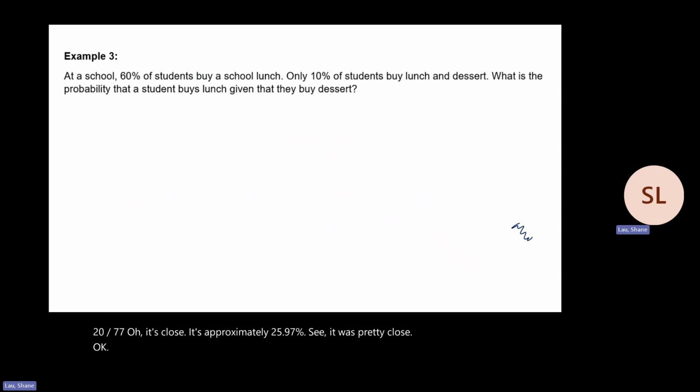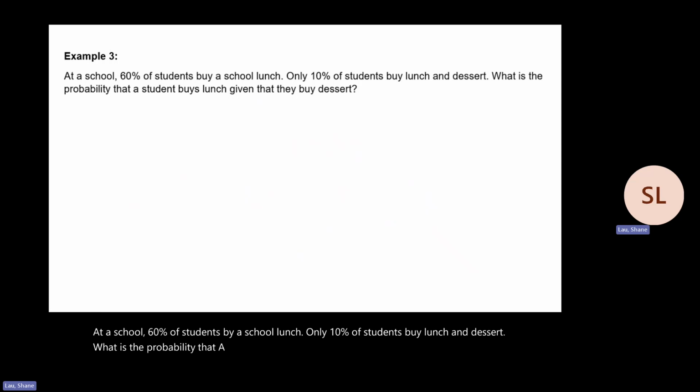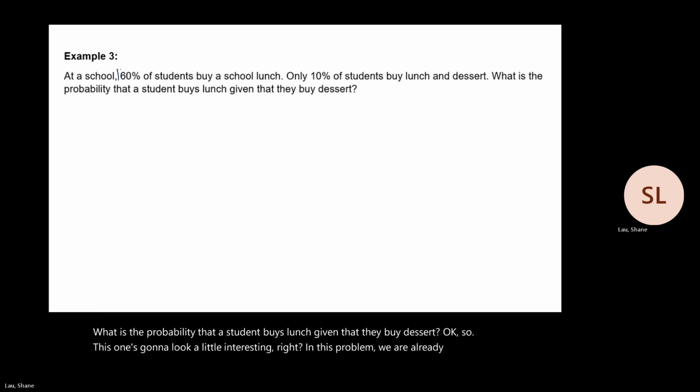We keep moving on. At a school, 60% of students buy a school lunch. Only 10% of students buy lunch and dessert. What is the probability that a student buys lunch given that they buy dessert? Okay, so this one's going to look a little interesting, right? In this problem, we're already given event A. Event A is this one.